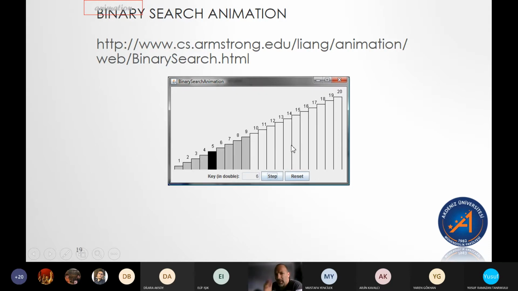Binary search we talked about last semester as well. We talked about linear search and binary search last semester a little bit.